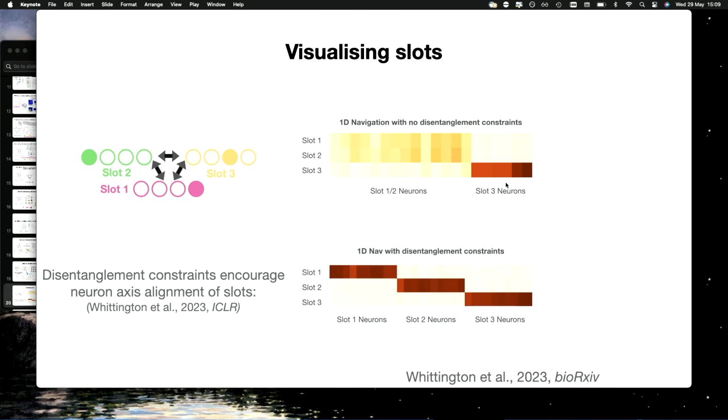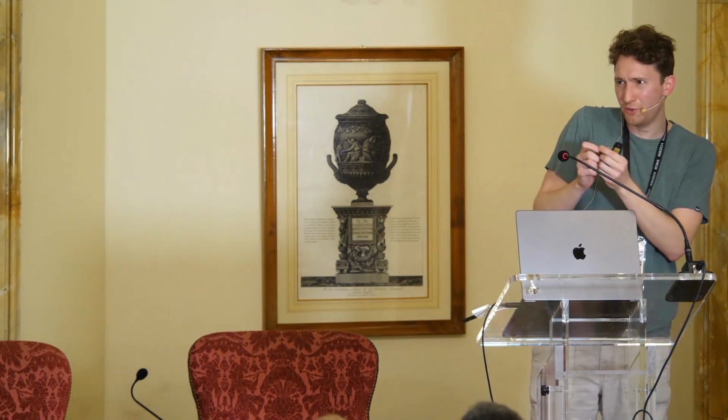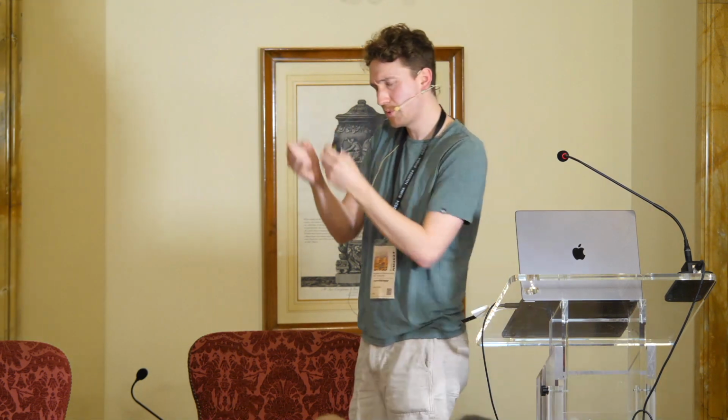But if we apply some constraints when training, from the disentanglement literature, if anyone's familiar with that, very simple constraints, then you really do learn this situation where you have separate neurons for separate slots. So it always learns slots, but sometimes you can force it to learn this beautiful situation where single neurons only care about one slot.